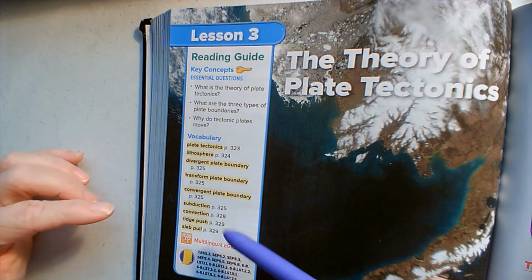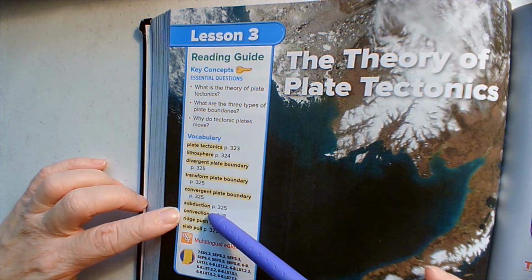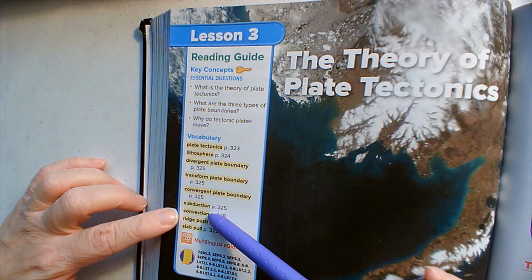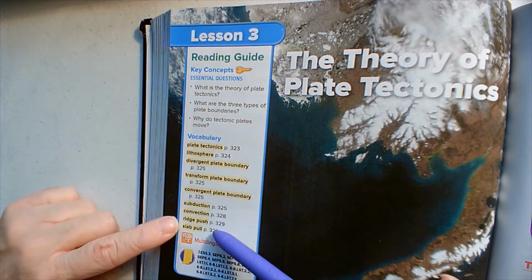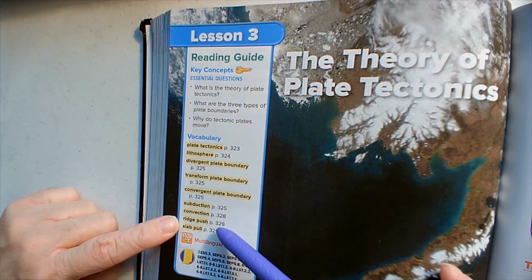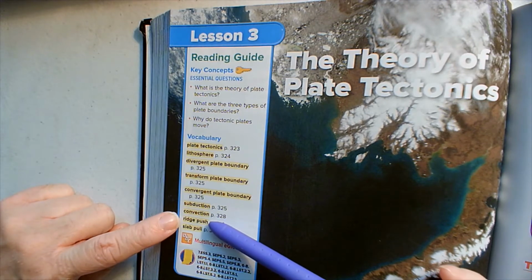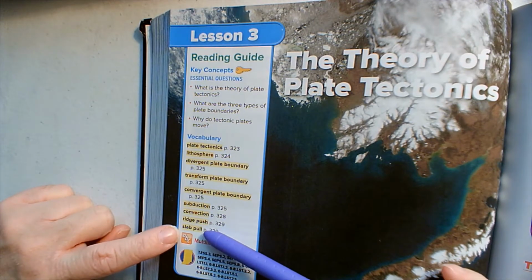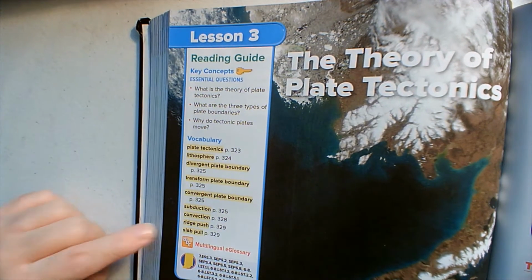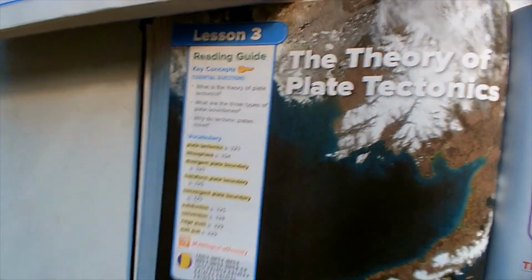And so we're going to see that the convection inside of the earth is the cause of this movement of plates. All right, then we're going to find out about something called a ridge push and a slab pull. Okay, well, let's look at the picture here on this page for a moment.